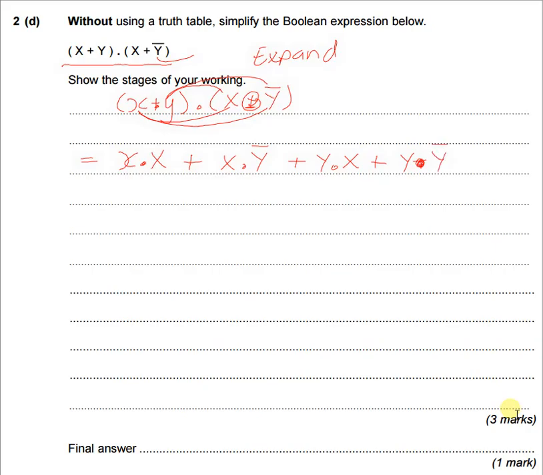Okay, now I can simplify. Now always where I've got two letters the same, I should be able to do something with that. So I've got x and x is just x. We'll deal with this x and not y, and let's put these around that way as well. And then we've got a y and a not y.